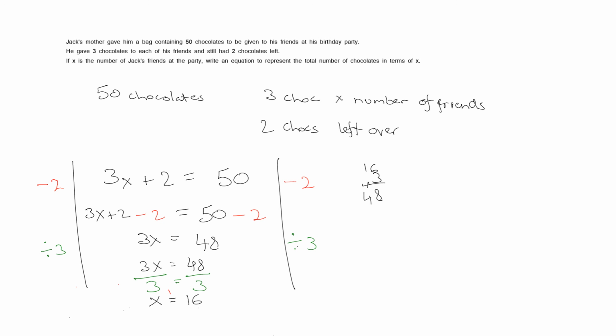Perfect. Okay, so there are 16 friends at the party. Each of them got 3, which would be equal to 48. When you add on the 2, we get back to our original 50. And that's it.